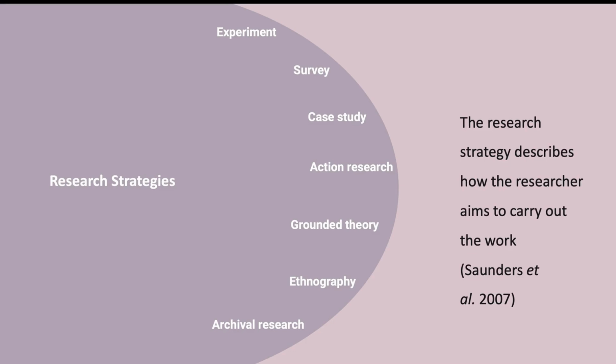The next layer of the research onion relates to research strategies. It prompts you with the question, what strategy will best enable you to meet your research objectives? It describes how you aim to carry out the work, and there are several research strategies shown on the model, ranging from experimental, survey, archival, case study, ethnography, action research, and grounded theory.